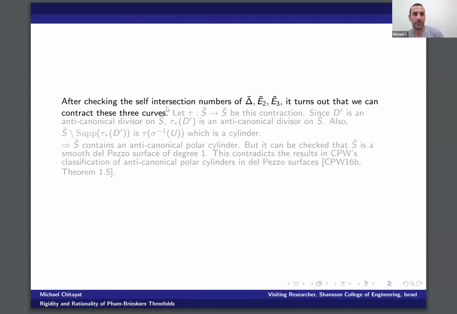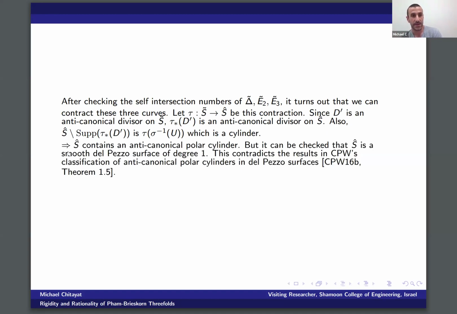Okay, so as I mentioned before, after checking the self-intersection numbers, it turns out we can contract these three curves. We'll let tau be this contraction. Since D prime is an anti-canonical divisor on S tilde, when we take the image of this divisor after contracting a bunch of curves, we find an anti-canonical polar cylinder in S hat. And again, I'll show you a picture of this.